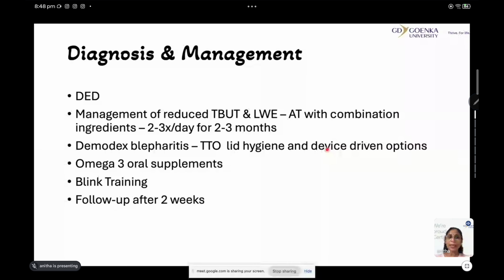So management of reduced tear breakup time and lid wiper epitheliopathy with artificial tears with a combination of ingredients. I mentioned combination because they work best for such cases. So there are artificial tears which has only one component in it or one ingredient in it, like CMC based or just a hyaluronate based artificial tears.